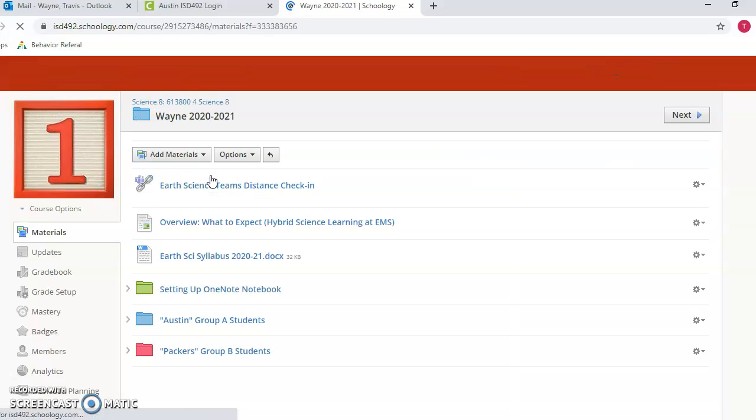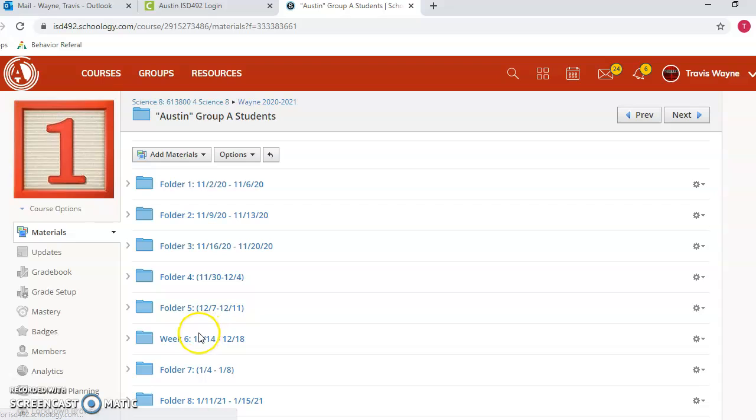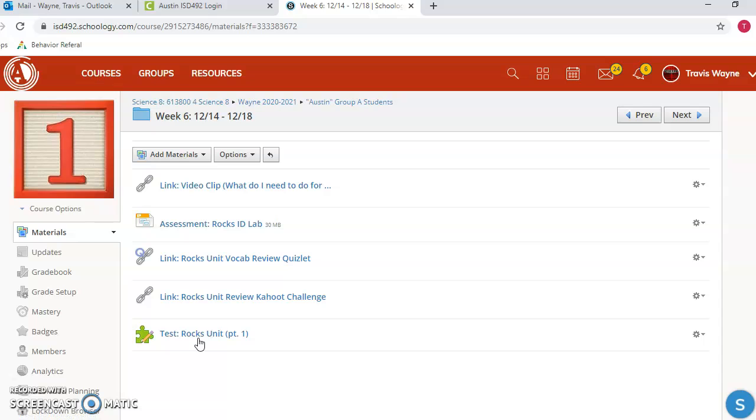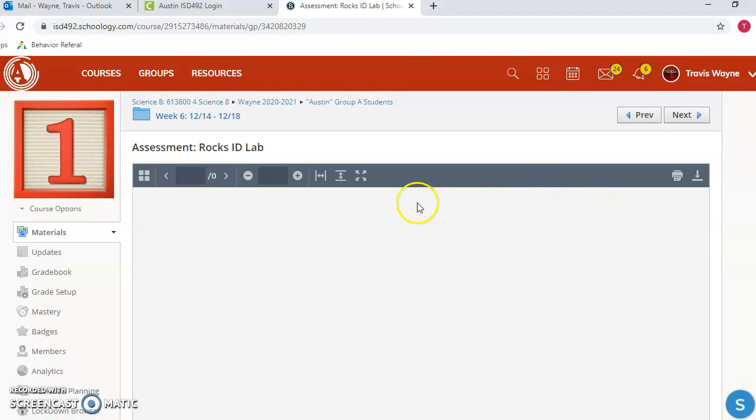The first thing you need to do is go to Schoology, go to whatever folder you are, Austin or Packer, and then you are going to open week 6. Within week 6, you'll see this assessment Rock ID lab PowerPoint. Go ahead and open that up because you'll need access to this. This is where it has the pictures and some helpful hints, some helpful notes for the rock identification lab.